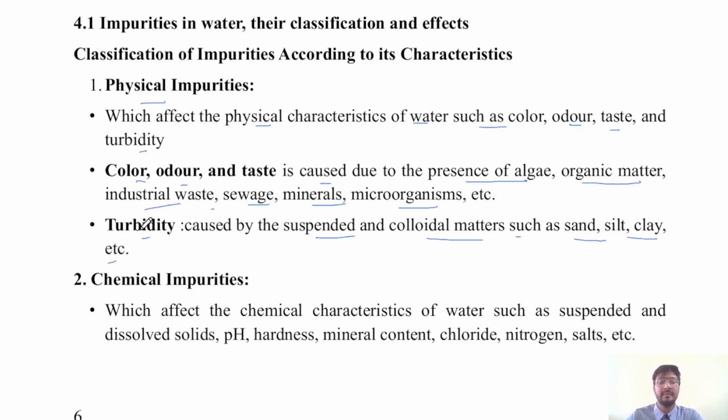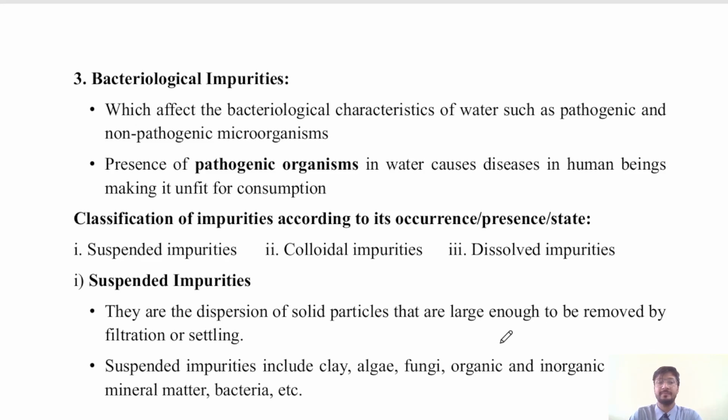Second one is chemical impurities. Chemical impurities affect the chemical characteristic of water such as suspended and dissolved solids, pH, hardness, mineral content, chloride, nitrogen, and salt, etc. So these can affect the taste, corrosiveness, and suitability of water for drinking or industrial usage.